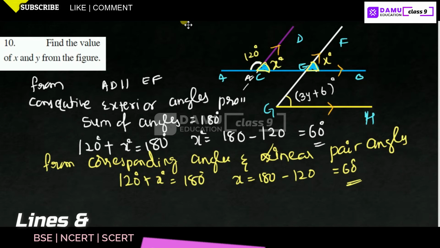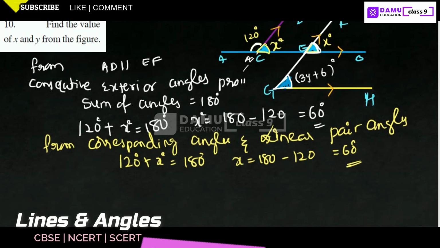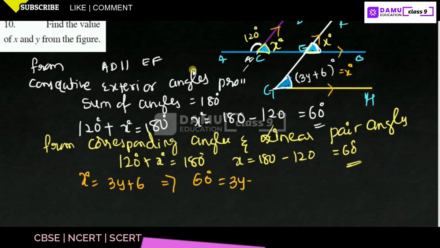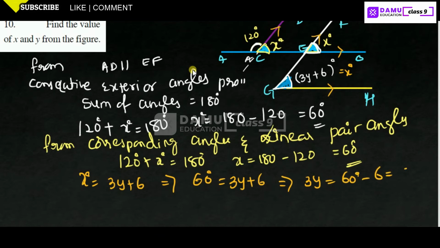Now take this angle. From corresponding angles, x degrees and this angle will be equal to each other. So x degrees will be equal to 3y plus 6. That implies 60 degrees is 3y plus 6. Then 3y will be equal to 60 minus 6, which is 54 degrees. Then y will be equal to 54 by 3. So 3 ones are 3, 3 eights are 24. So y will be equal to 18 degrees.